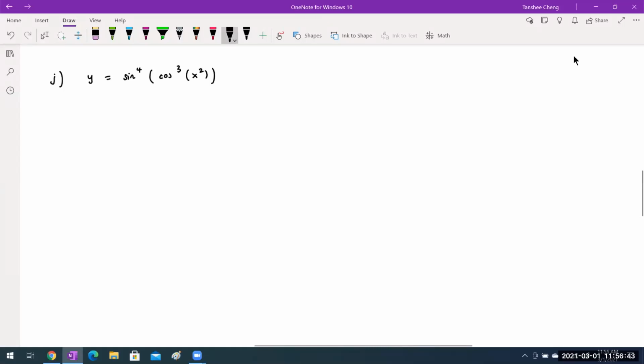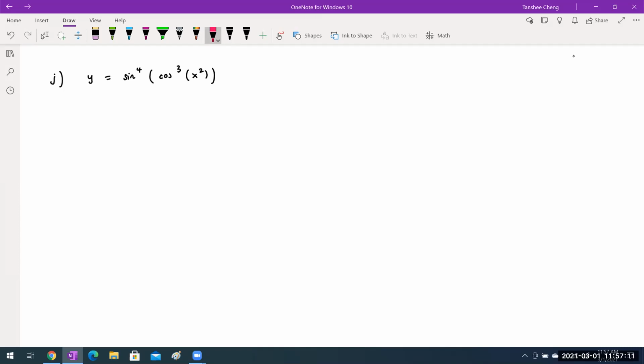So this is a more complicated one. First, we need to take a look at it and break it down correctly, right? Composition functions. So you might want to pause it, break it down, and see if you got the same answer as me or not. So the function is y equals sine to the fourth power, cosine to the third power of x squared.